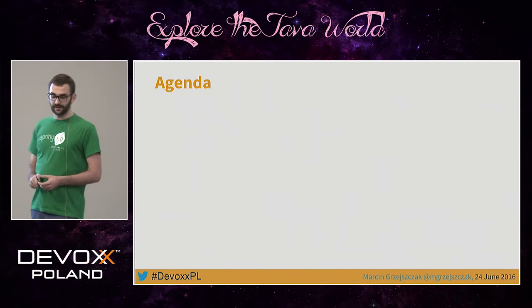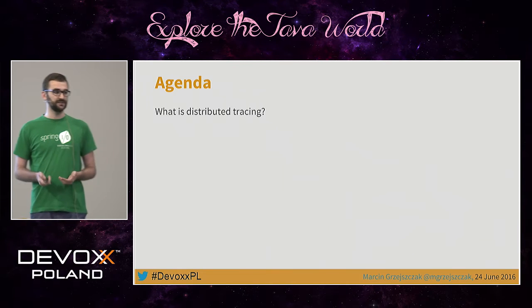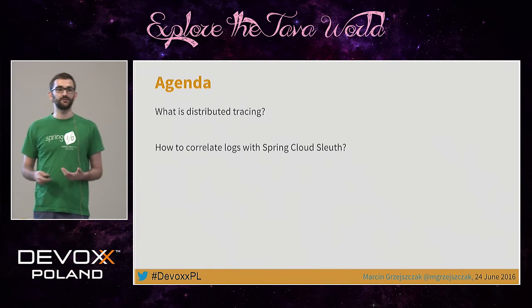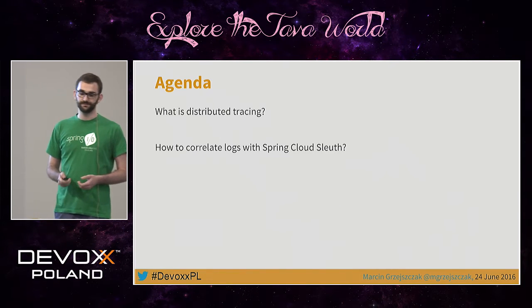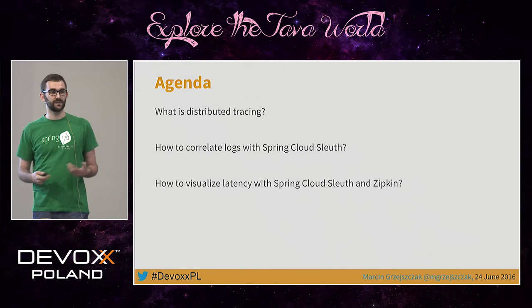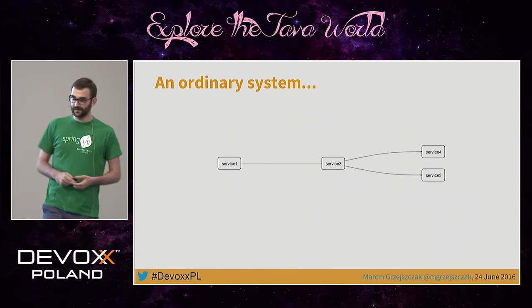So what is on the agenda? First, we're going to talk about what distributed tracing actually is. Then I'm going to show you how, with Spring Cloud Sleuth, you can correlate logs. And then I'm going to show you how to visualize latency with Spring Cloud Sleuth and Zipkin. Okay, so let's get started.